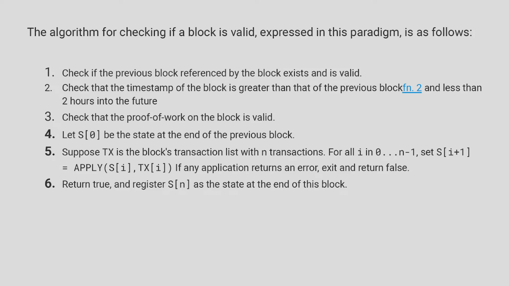The algorithm for checking if a block is valid, expressed in this paradigm, is as follows. 1. Check if the previous block referenced by the block exists and is valid. 2. Check that the timestamp of the block is greater than that of the previous block and less than 2 hours into the future. 3. Check that the proof of work on the block is valid. 4. Let S[0] be the state at the end of the previous block. 5. Suppose TX is the block's transaction list with n transactions. For all i in 0...n-1, set S[i+1] = APPLY(S[i], TX[i]). If any application returns an error, exit and return false. 6. Return true and register S[n] as the state at the end of this block.